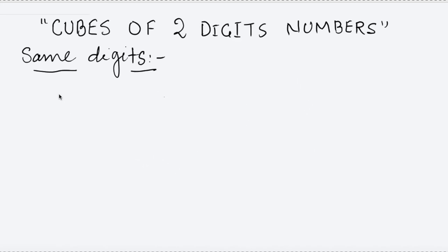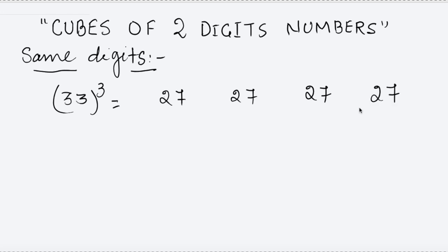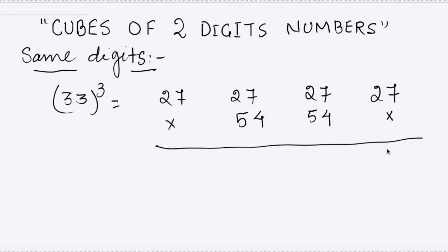Now let me take another number. Suppose I take 33 and I want to find the cube of 33. 3 cube gives me 27. I take the cube of 3 four times, so this is 27. I leave the first and the last numbers, I take 2 times the middle 2 numbers, so 27 into 2 is 54. Then I take the last digit 7. This 2 becomes carry over here. So 27 plus 54 is 81 plus 2 is 83, so 3 comes here, 8 is my carry over. Again 54 plus 27 is 81, plus 8 is 89. So 9 comes here, 8 is my carryover, and 27 plus 8 is 35.